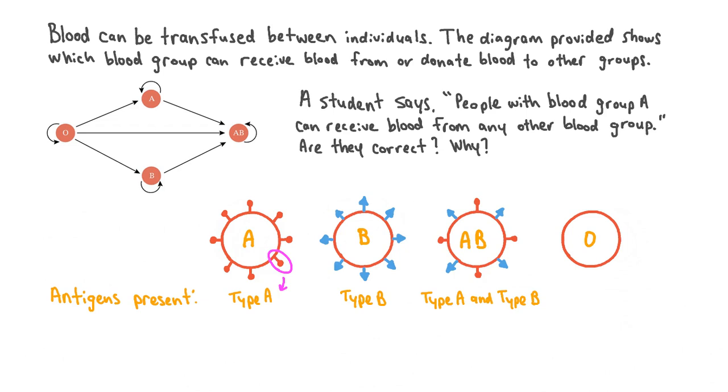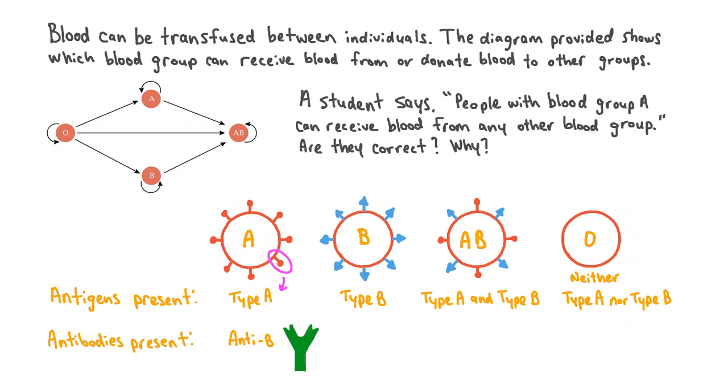You may have already guessed it, but someone with blood group AB has red blood cells with type A and type B antigens present on their surface. And finally, someone with blood group O has red blood cells with neither type A nor type B antigens present on their surface. For each blood group, there are also different antibodies that are present.